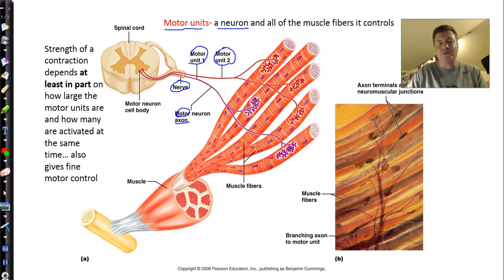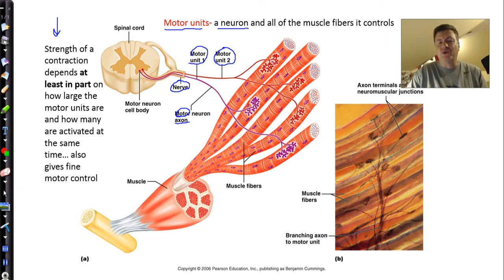Now, before we go any further, a contraction strength is going to be related in part to how many motor units are going to be activated in a muscle at a given time. We'll look more at the strength of muscle contractions in class. But part of the strength of a muscle contraction is how many muscle fibers are going to be stimulated. So a motor unit, again, is a neuron and all the muscle fibers it controls.